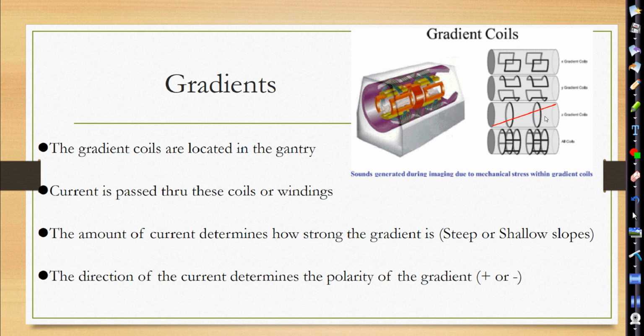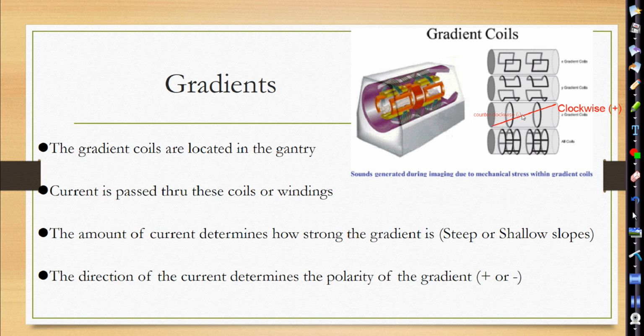So with this gradient coil, we're going clockwise up top, and that gives us a positive. And then down here we have counterclockwise, and that gives us more of a negative magnetic field.